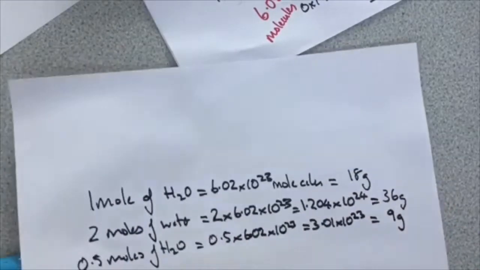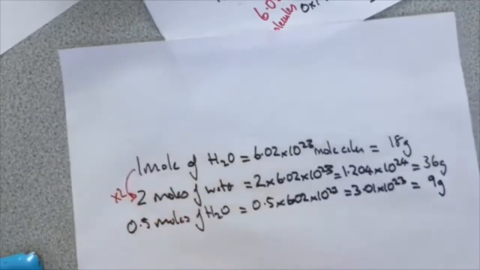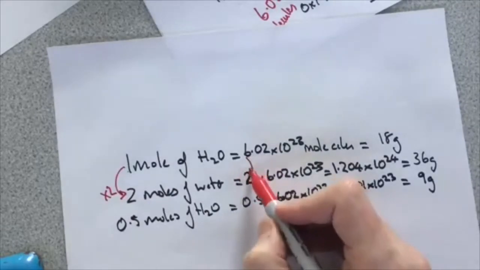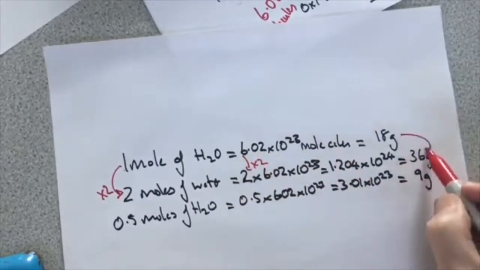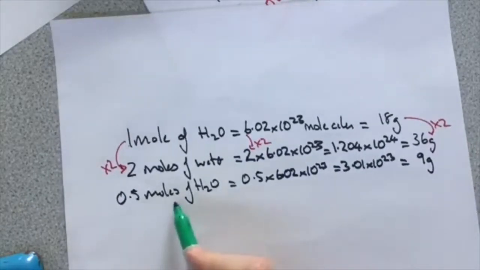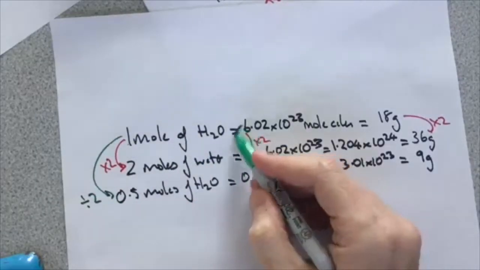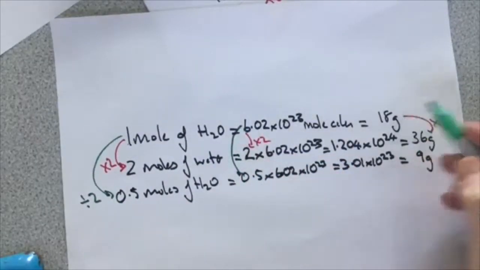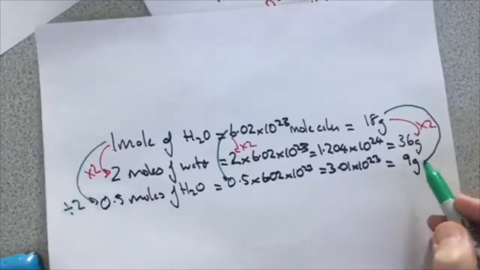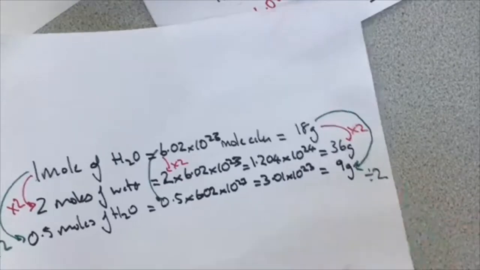So just to remind you, from 1 mole to 2 moles we double, therefore we have to double this number, and we have to double this number. If we then look at this bit as an example, you've got 0.5 moles, therefore this is dividing by 2. To get from there to there, you divide by 2, and to get from there all the way around to there is also dividing by 2.